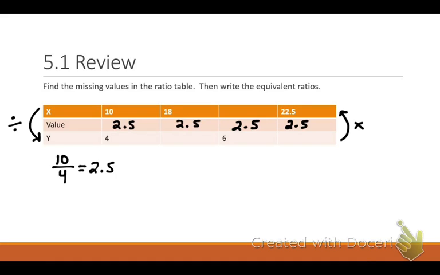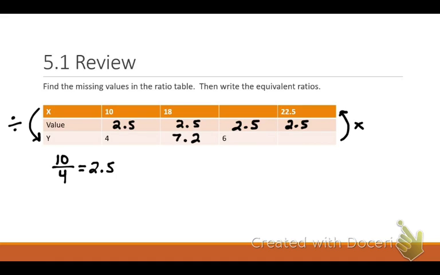Okay, let's go to the next one, Austin. This one right here, I'm starting at the top and going down to the bottom. So what should I do? Divide. What is 18 divided by 2.5? All right, very good. It is 7.2.